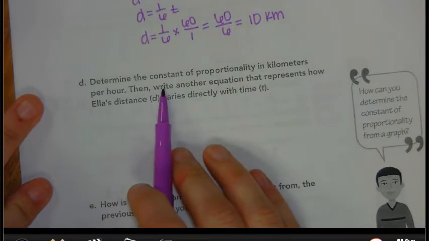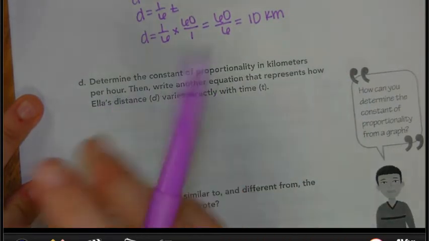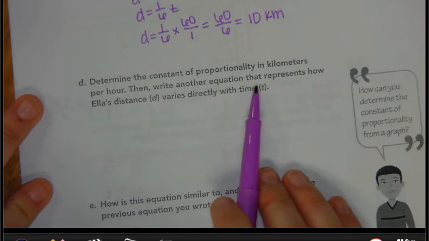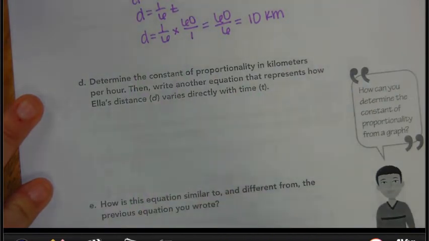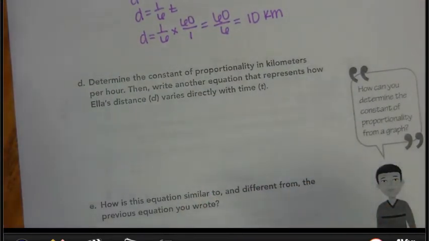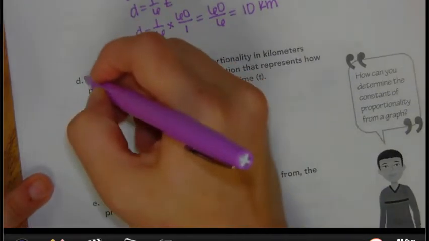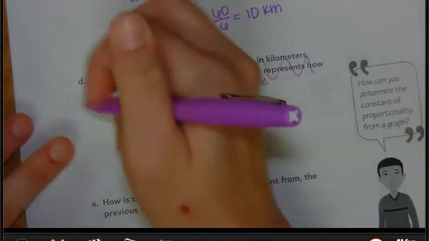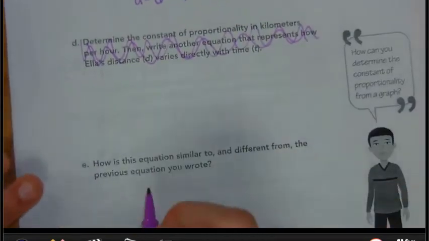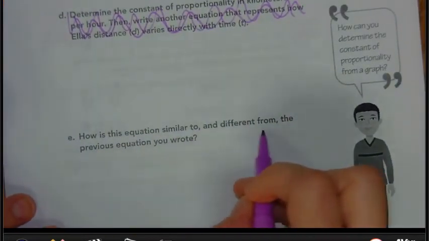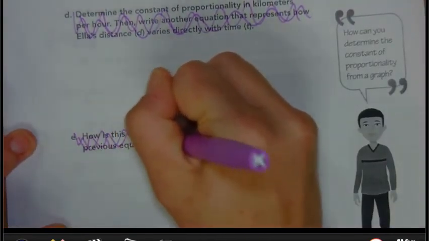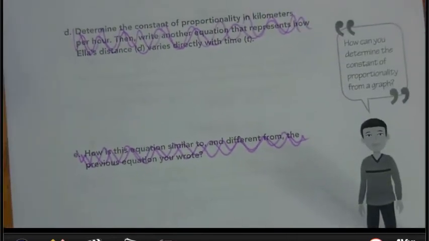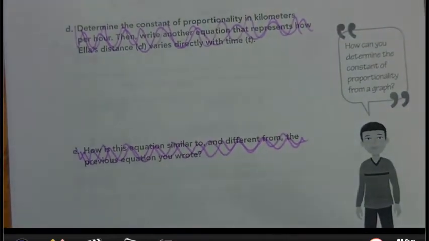Determine the constant of proportionality in kilometers per hour. Then write another equation that represents how Ella's distance d varies directly with time. Well, we already did that. Let's not do that one again because we've already made that. How is this equation similar to and different from the previous equation you wrote? Don't worry about it because we didn't write it. We don't need to deal with it. So mark out D and E, please.